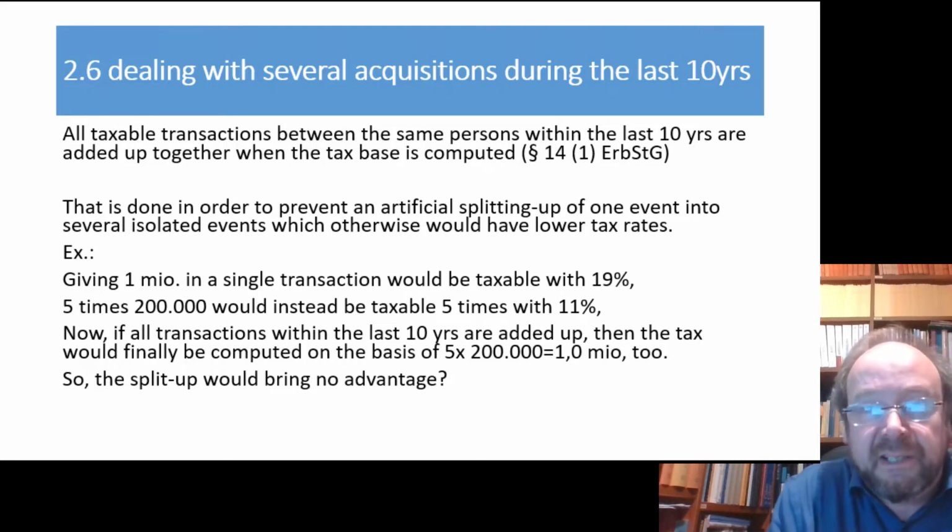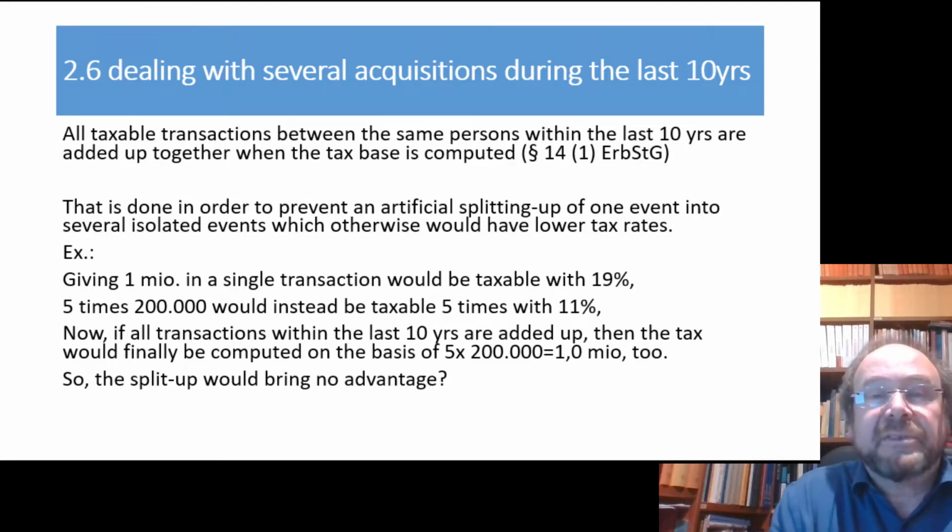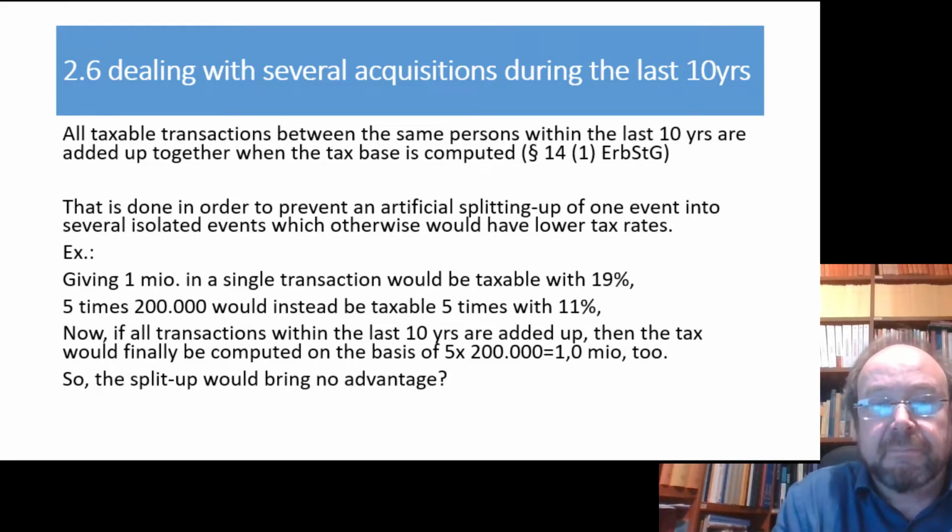What you naturally can do is that you make donations to the next generation every 11 years. Then each donation counts alone. But then you always have to wait 10 years. So indeed, you could multiply the free allowance between you and your child by giving to that child every 10 years and 1 day an amount of 400,000 euro.